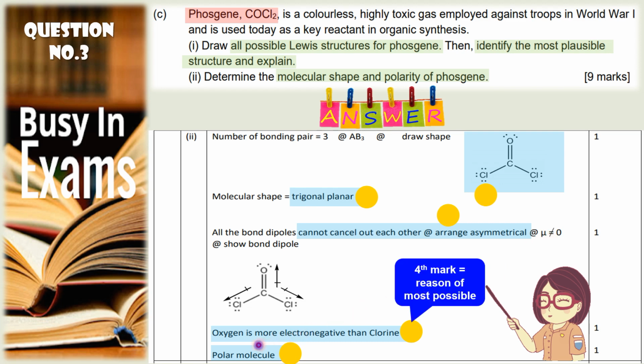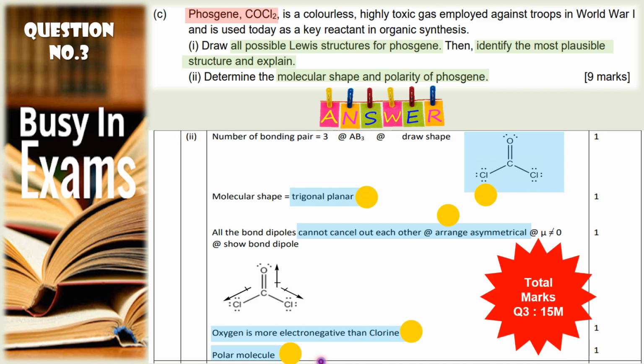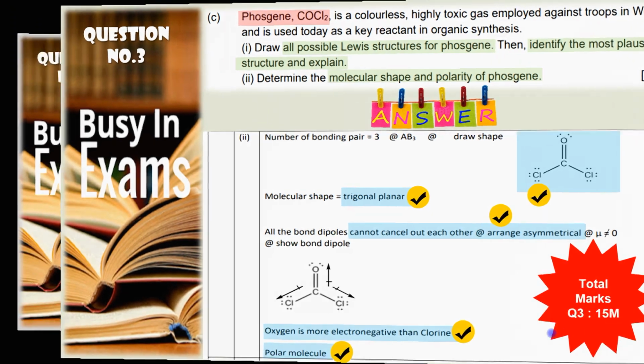And then give the reason why the dipole moments cannot cancel each other. Oxygen is more electronegative than chlorine, so that's why they cannot cancel. So the conclusion here: phosgene is a polar molecule. That is mark number 5. Right, so how many total marks do we get from question number 3? You will get 15 marks.